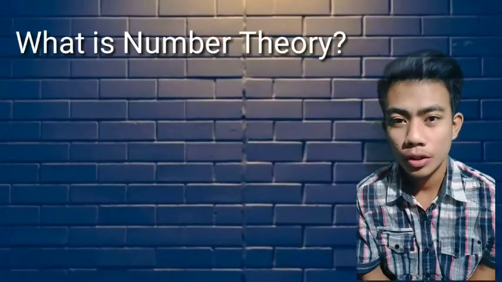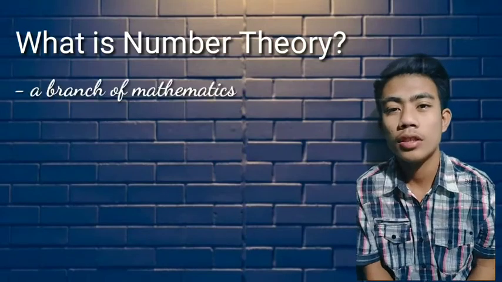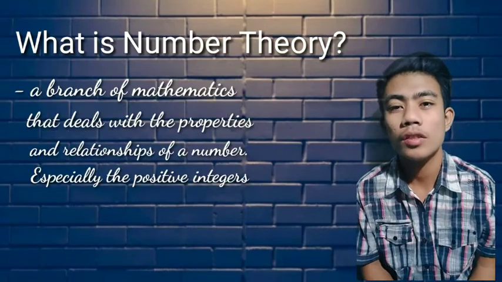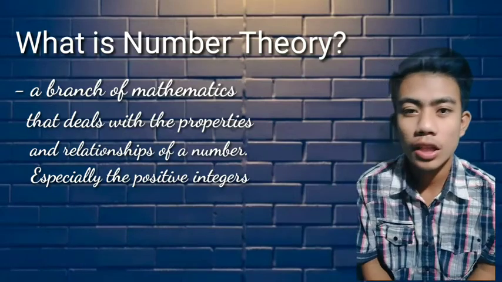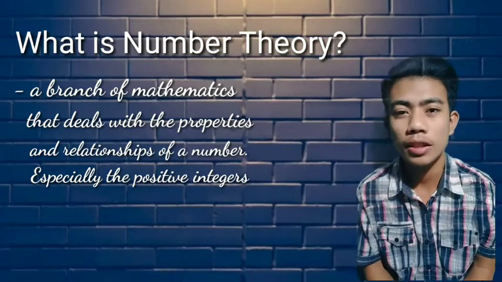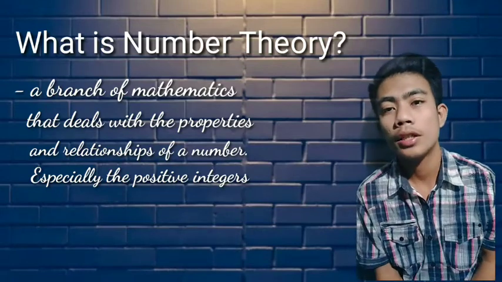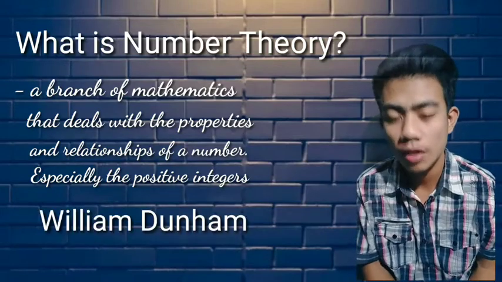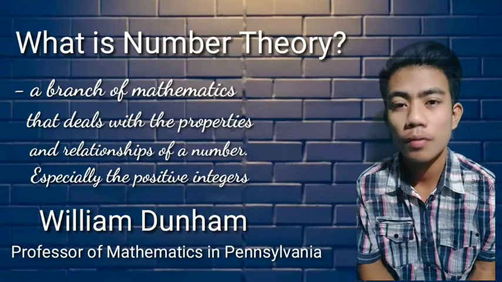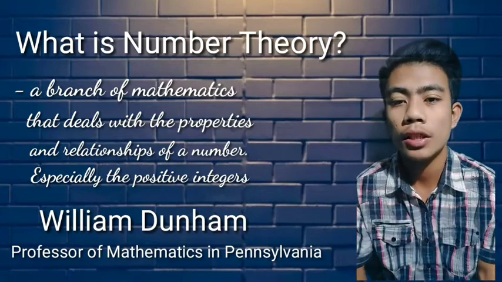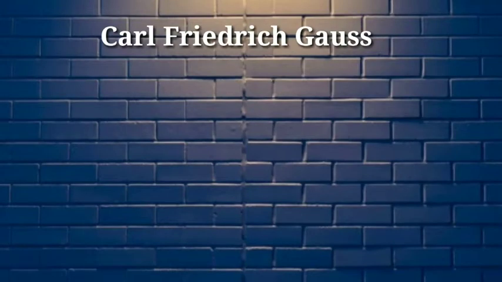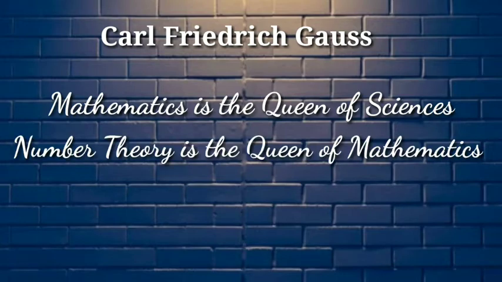What is number theory? Number theory is the branch of mathematics that deals with the properties and relationships of numbers, especially the positive integers. It is written by William Dunham, the professor of mathematics in Pennsylvania. According to Carl Friedrich Gauss, mathematics is the queen of sciences and number theory is the queen of mathematics.